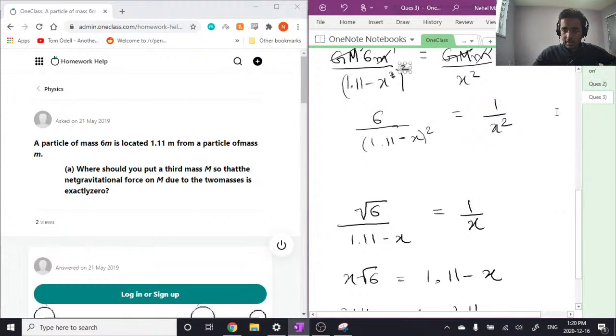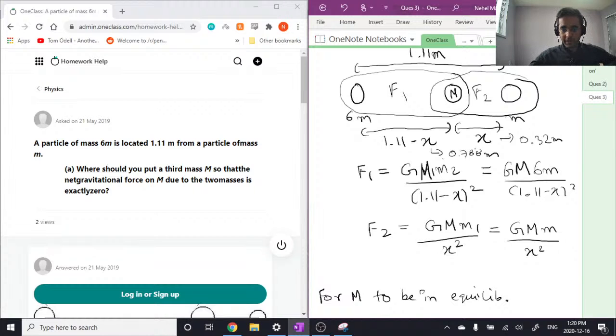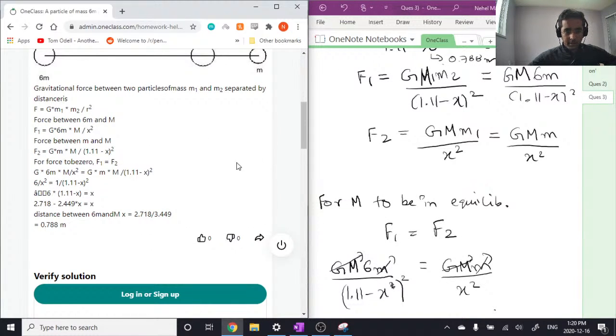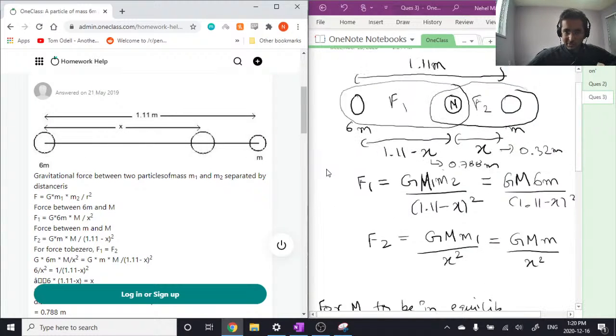So therefore, this distance here corresponds to 0.32, and this distance here corresponds to 0.788 meters. As per our intuition, the object is indeed closer to the smaller, lighter object as opposed to the heavier object. Okay, so let's check. They have taken the distance x to be the distance between these two masses, which is also correct.